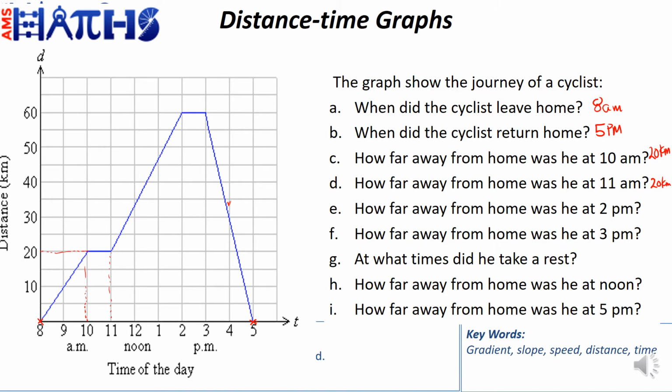It says, how far away from home was he at 2 p.m.? He was 60 km away at 2 p.m. And how far from home was he at 3 p.m.? So we go up again and we see that he is still 60 km away from home at 3 p.m. Then they say, at what times did he take a rest?